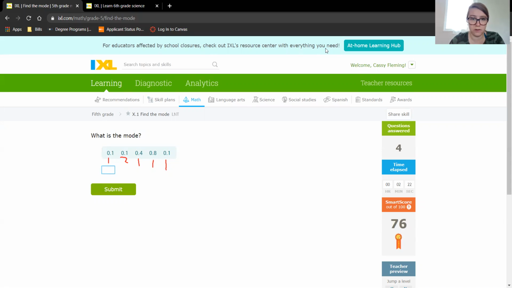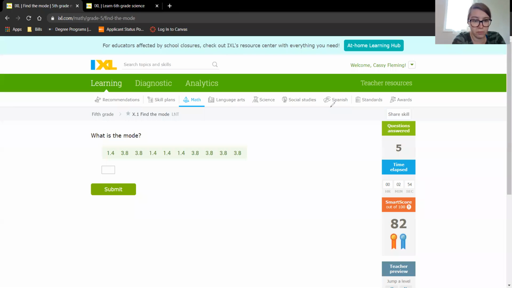And the next problem, 0.1 occurs once, twice, 3 times, 0.4 is only once, 0.8 is only once. So 0.1 is going to be our answer for this problem. I don't know what happens if you just type 0.1. So let's see, does IXL get mad if you don't put the 0? No, look at that. We'll do one more in this section.